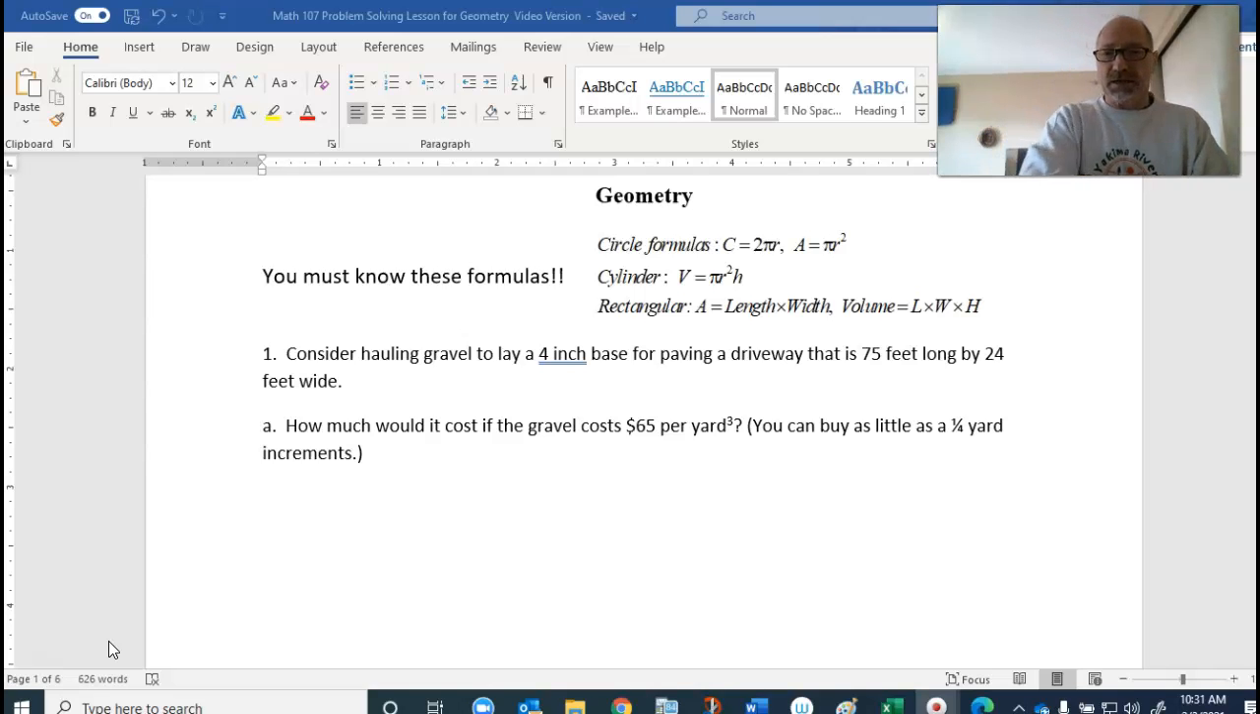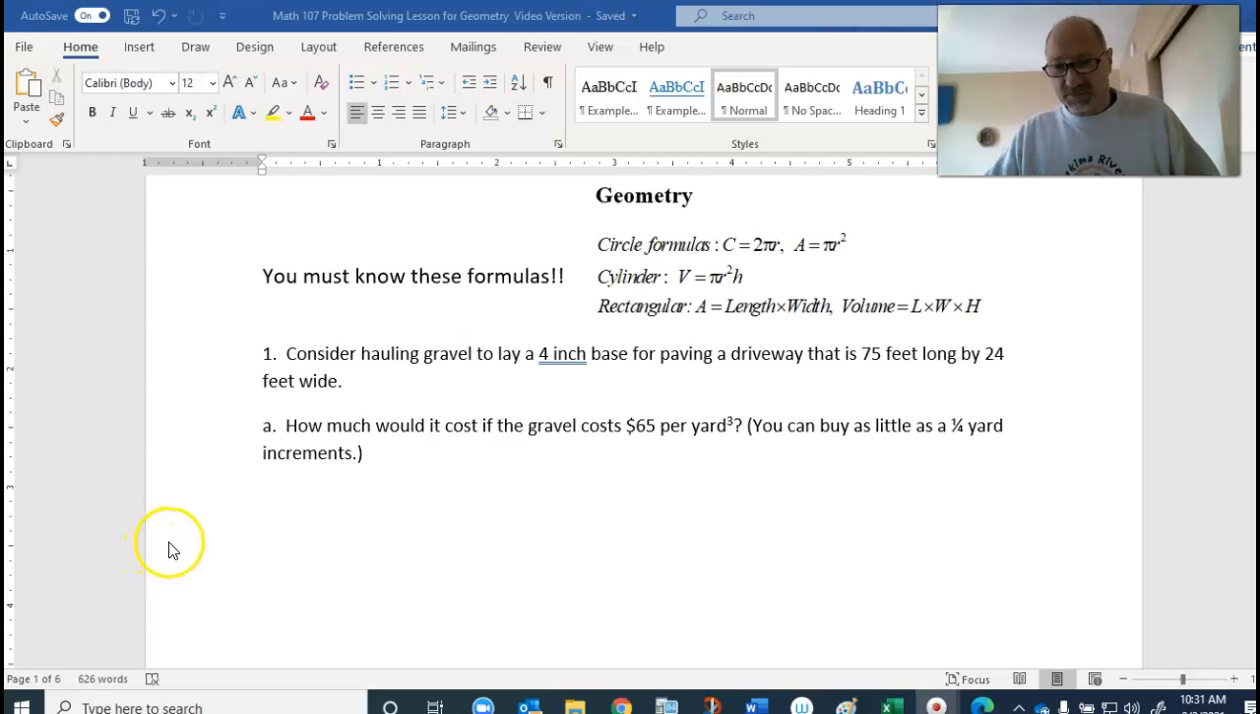So let's first consider this first problem where we're going to haul gravel to lay a 4-inch base for paving a driveway that's 75 feet long by 24 feet wide. It says, how much would it cost if the gravel cost $65 per cubic yard? And you can buy as little as 1/4 yard increments.